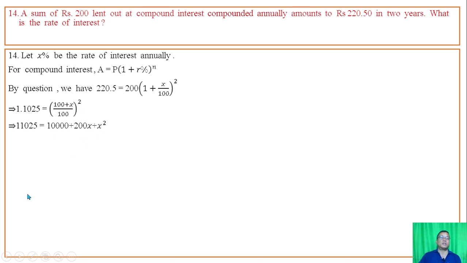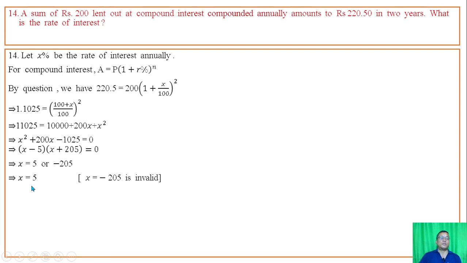Expansion gives a quadratic equation. Factorize it, we see we have x minus 5 whole into x plus 205 equal to 0. We have x equal to 5 or minus 205. X equal to 5 is true since x equal to minus 205 is invalid. Rate of interest cannot be a negative number. Thus, the rate of interest is 5% compounded annually.